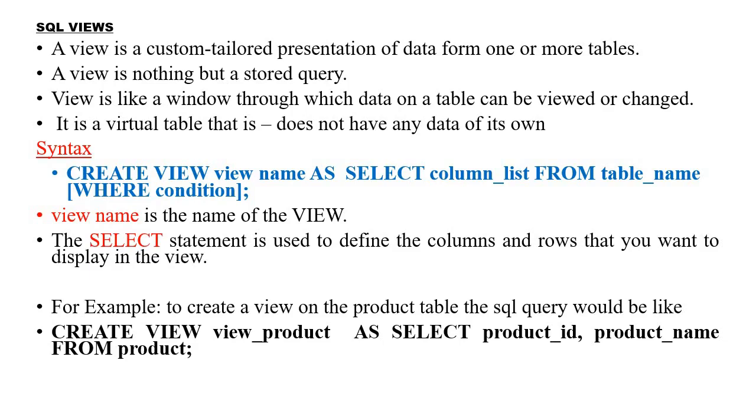So the syntax for creating a view is: create view view_name as select column list from table name where condition. In this syntax, view name is the name of the view. The select statement is used to define the columns and rows that you want to display in the view. For example, create view view_product as select product ID, product name from product.